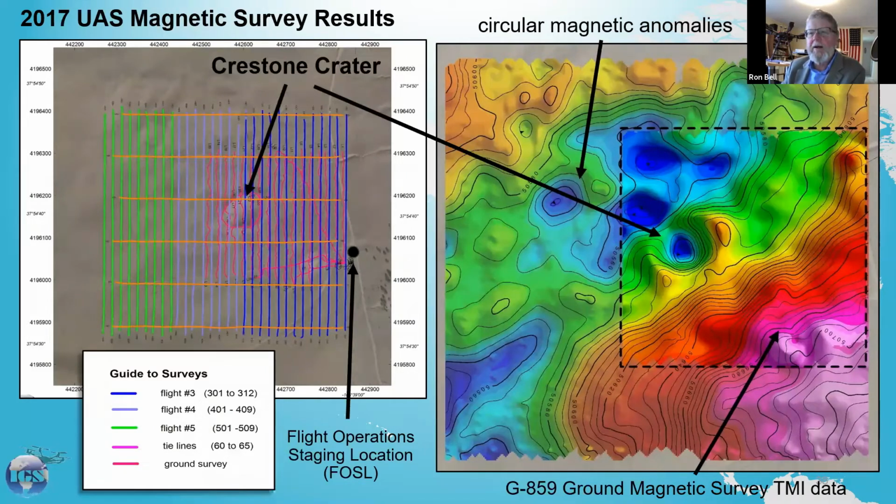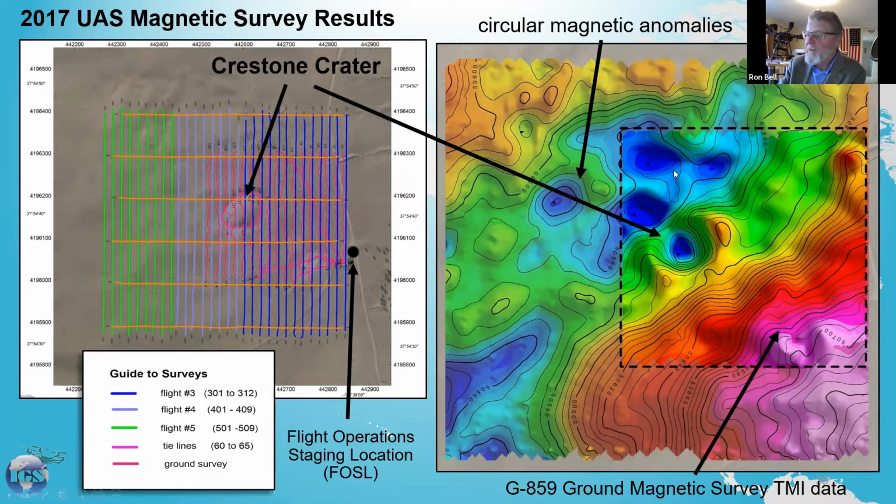Anyway, we flew north-south lines. They were, I believe, 20 meters apart, and they're color-coded here according to the mission that we flew. After we got done flying north-south, we flew some tie lines. I went out with the ground magnetometer and collected a set of data. The kind of reddish lines in the background are me walking around collecting mag data. The background here on the right is the magnetic data with no processing. I've done no leveling. This is the raw data.